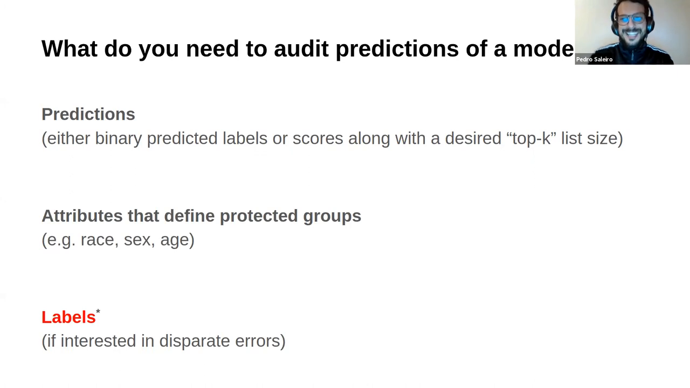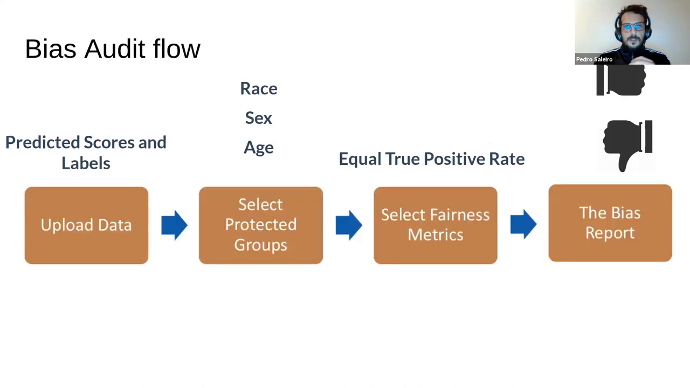And this is in red here because one thing these audits are not robust against is label bias. Most of the metrics that we use to compare different groups in terms of bias and fairness are derived from the confusion matrix. You need the true labels in order to calculate the true positives, false negatives, and so on. And Aequitas assumes that there is some sort of random noise across the labels across different groups. And as Rayid mentioned in the beginning, that often is not the case. So the workflow is very simple.